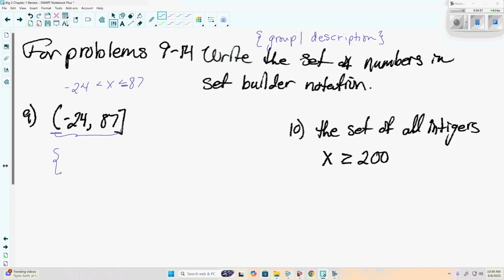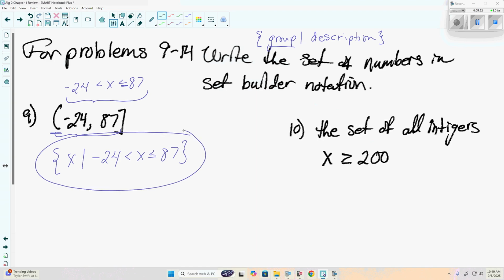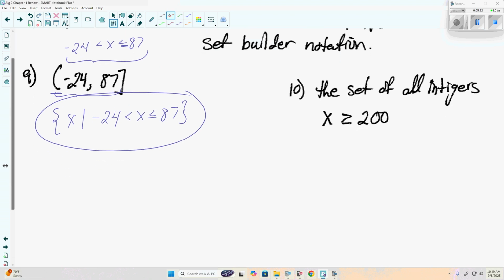Now we can go about actually writing set builder notation. So we have brace x bar, because since it's an interval, it's the set of all real numbers. Set of all real numbers is going to be brace x bar. Our description for this one here is the inequality. So negative 24 is less than x is less than or equal to 87. Questions on number 9?